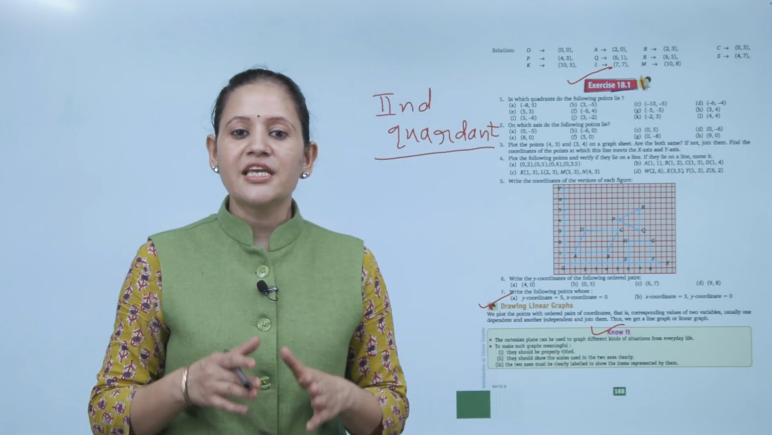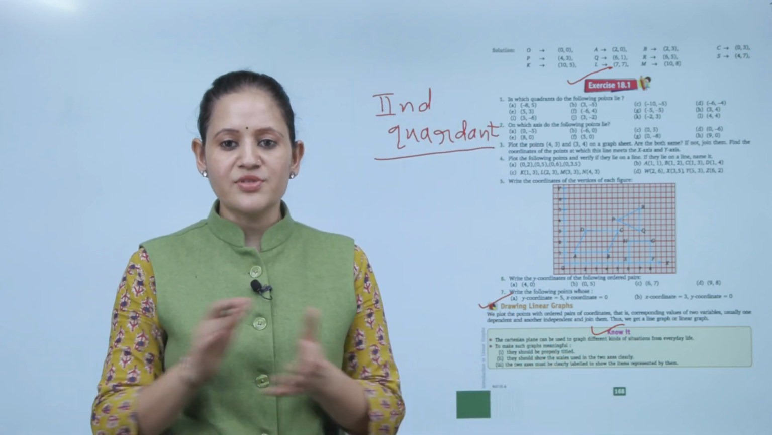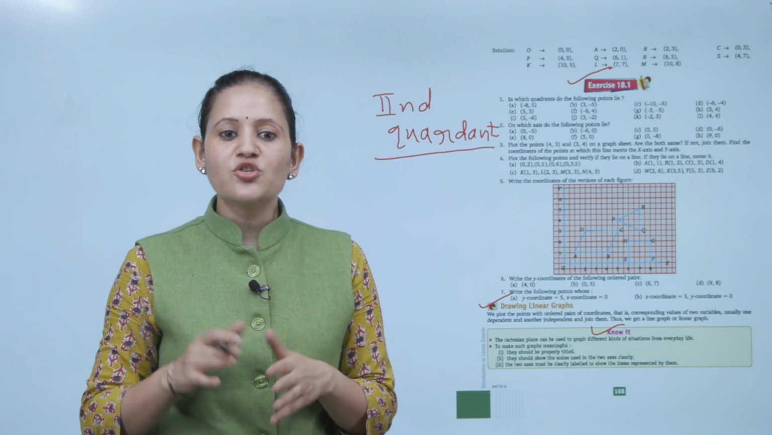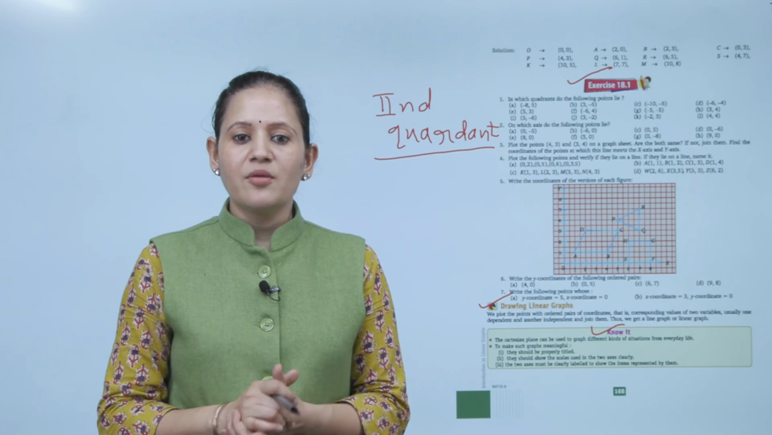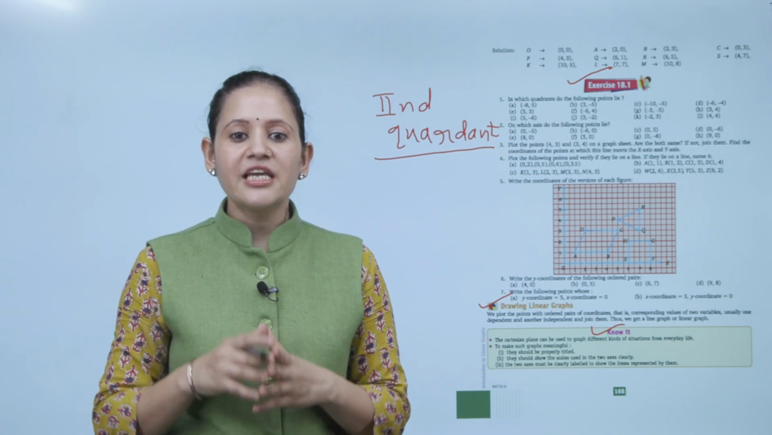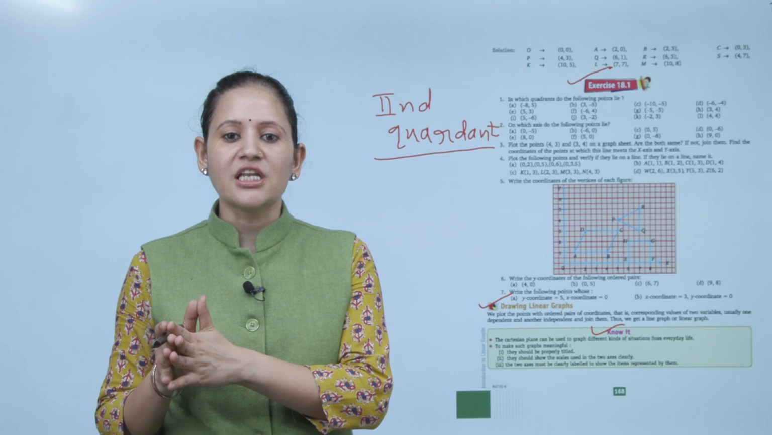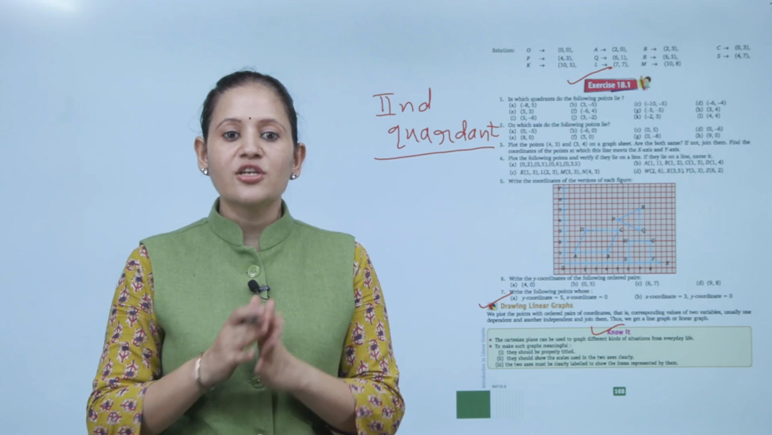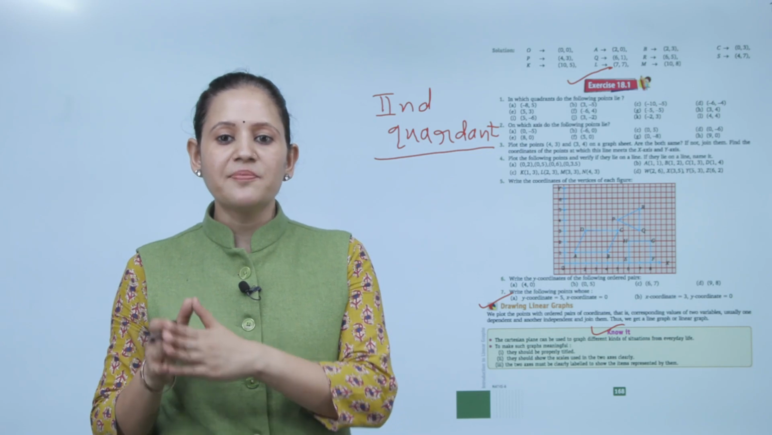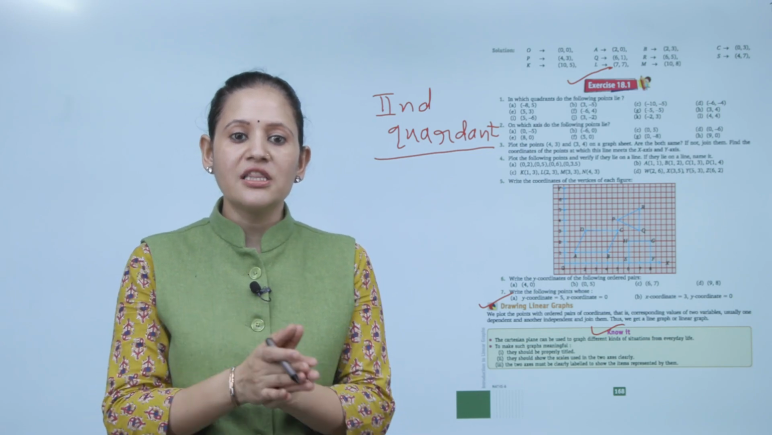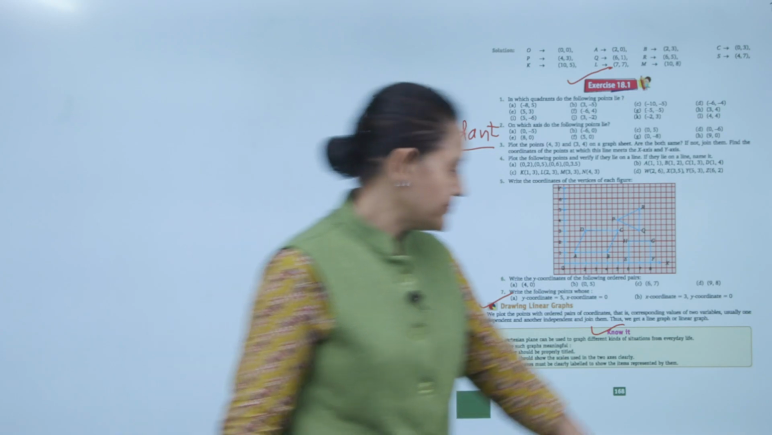The Cartesian plane can be used to graph different kind of situation from everyday life. To make such graph meaningful, they should be properly titled. They should show the scale used in two axes clearly. The two axes must be clearly labeled to show the item represented by them. Then only they can be meaningful.